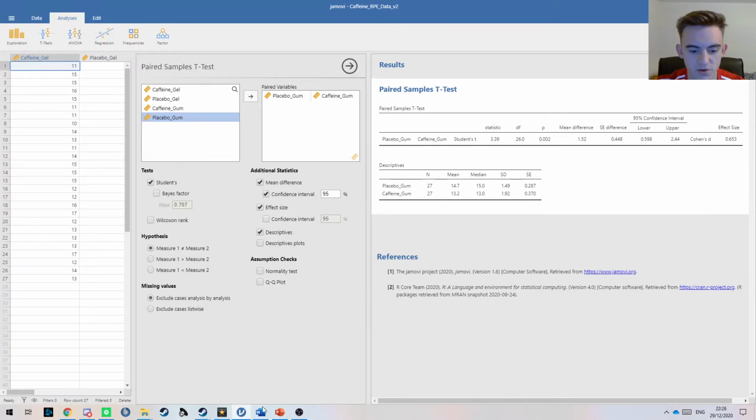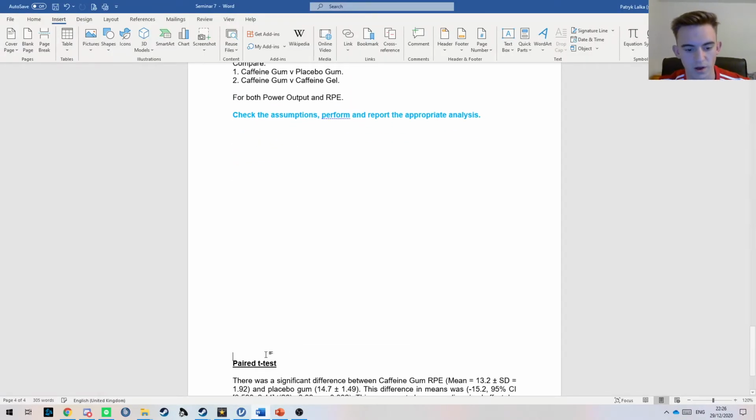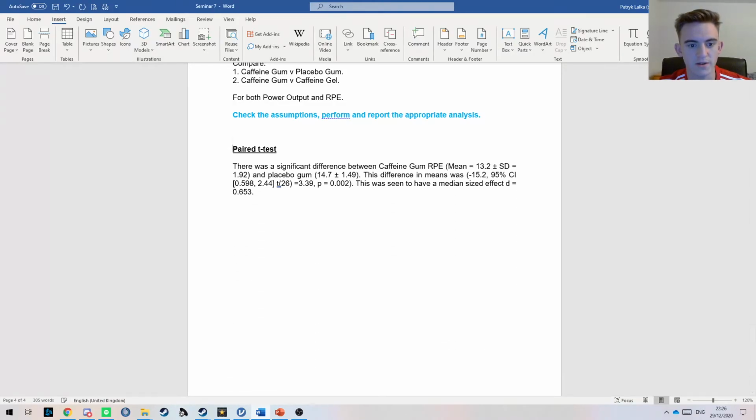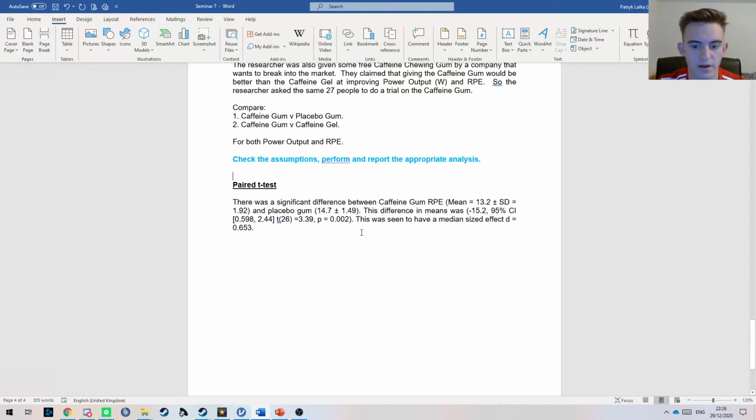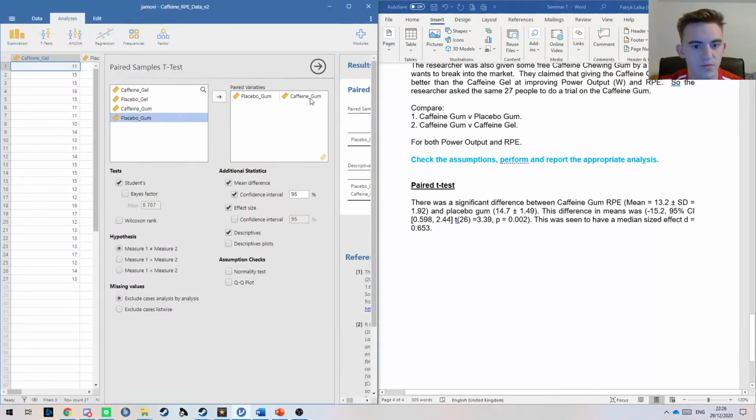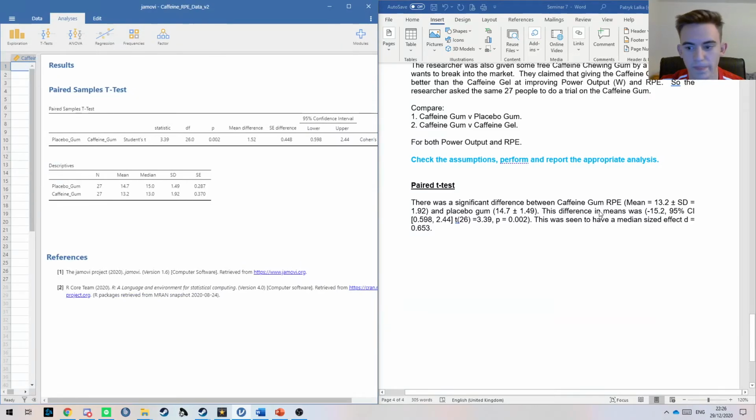So if we jump into Word again and put it all together. What I did was write paired t-test, and I wrote there was a significant difference between the caffeine gum RPE, which was 13.2. So if we put Jamovi here and get the results up, caffeine gum RPE 13.2, which is seen here for the caffeine group, and the standard deviation, because we're doing a parametric test, we stick with the mean and standard deviation. Then we talk about the placebo group, so 14.7 and 1.49 for the placebo group here.